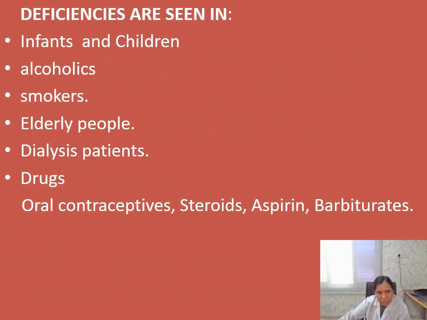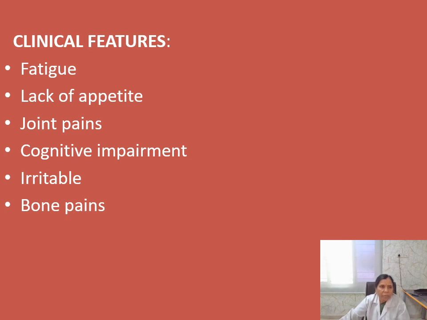Deficiencies are usually seen in infants and children, and alcoholics, smokers, elderly people, and dialysis patients. And when patients are on certain drugs like oral contraceptives, steroids, aspirin, and barbiturates, deficiencies are usually seen. That is the reason vitamin C should be supplemented in all these. The usual clinical features we observe are fatigue, lack of appetite, joint pains, cognitive impairment, irritability, and body pains.